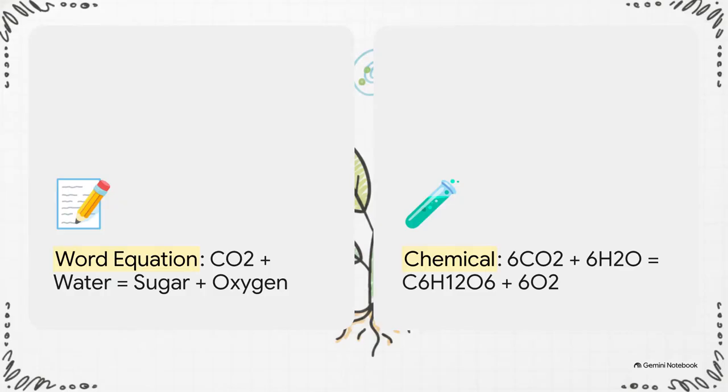And what's great is how those simple words map perfectly onto a balanced chemical equation. Don't let the chemistry scare you here. 6 molecules of CO2 plus 6 molecules of H2O yields 1 molecule of C6H12O6, which is that glucose sugar, plus 6 molecules of O2. It might look a bit complex at first glance, but it's really just the exact same recipe we just talked about translated into the language of chemistry.